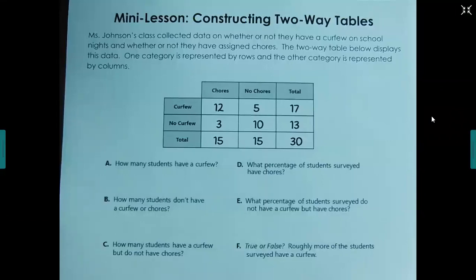In this video, we are going to look at what are called two-way tables. Two-way tables give us two different categories, and from the data, we are able to use the table to make different inferences. So let's go ahead and read the scenario.